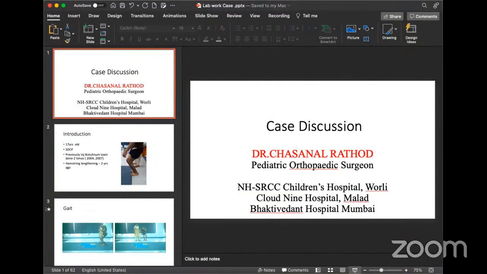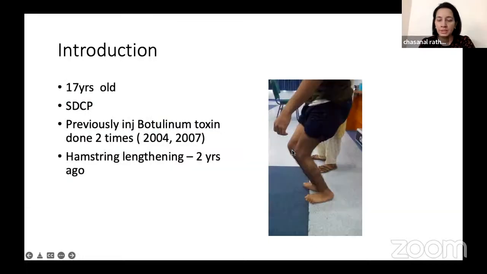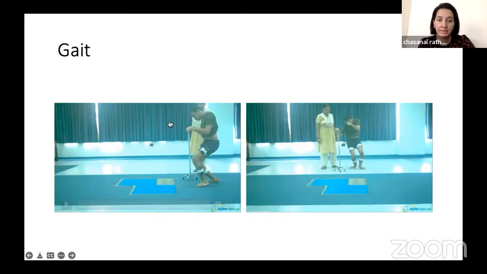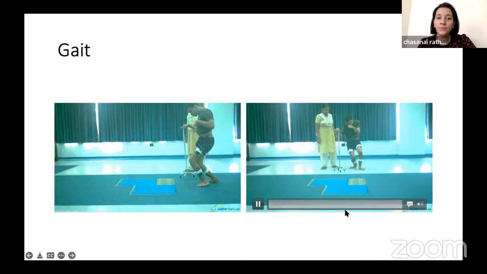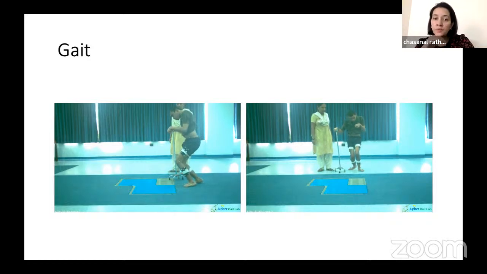Can you see the PowerPoint now? Yes, ma'am. Okay. So this is a 17-year-old child. You see, he's quite heavy, a huge child, and a diplegic child. He has been given botulinum toxin injection in the past, and he had undergone a hamstring lengthening 2 years ago. In spite of all this, look at the amount of crouch he still has, and look at how he walks. He's GMFCS 3, we would say, because he's using support to walk.